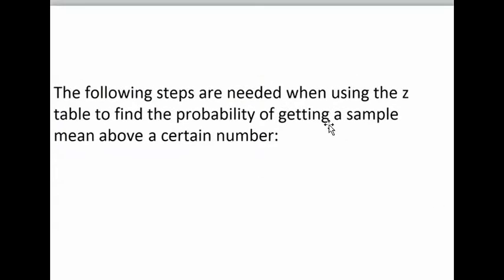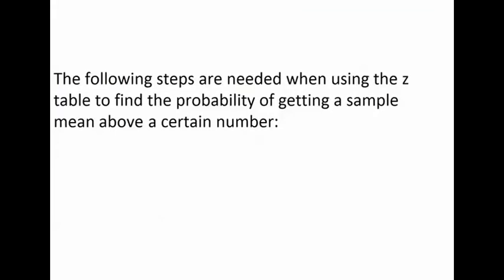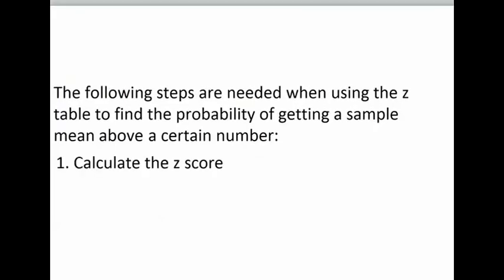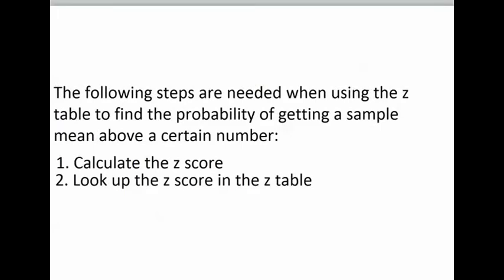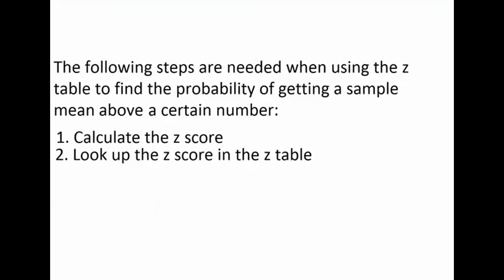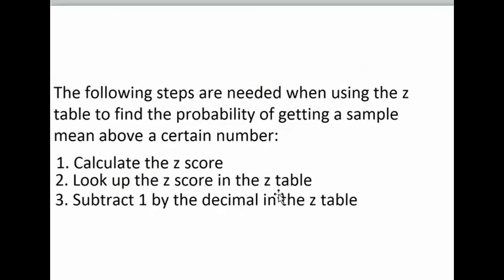If you want to use the z-score to find the probability of getting a sample mean above a certain number, you actually have to go through 3 steps, and I'll show you what those 3 steps are. First, you have to calculate the z-score of the sample. Then you go to the z-table, and then you actually have to go to a third step. You have to get the decimal from the z-table and then subtract 1 by that decimal. And then that actually gives you the probability that you're looking for.